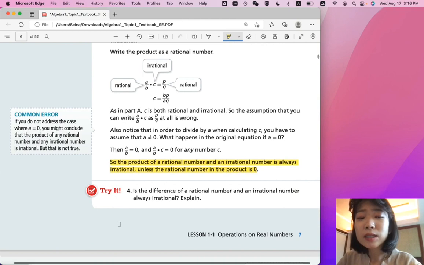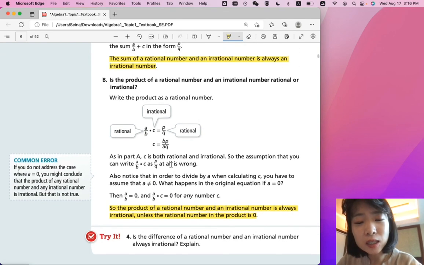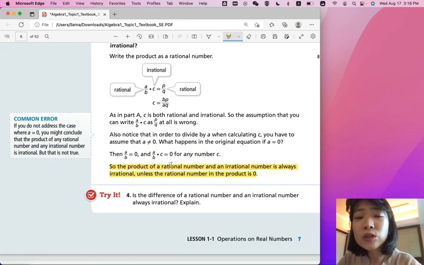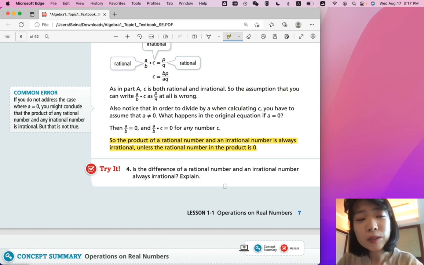All right, so let's look at try number 4. Is the difference of a rational number and an irrational number always irrational? See if you can continue with this logic and use the assumption to contradict your assumption and prove it wrong. So see if you can explain this by yourself. Come back when you're ready for answers.